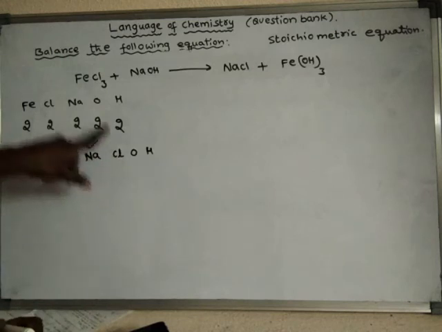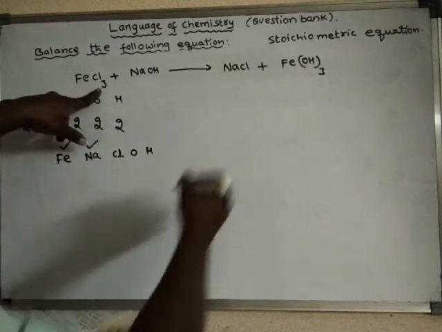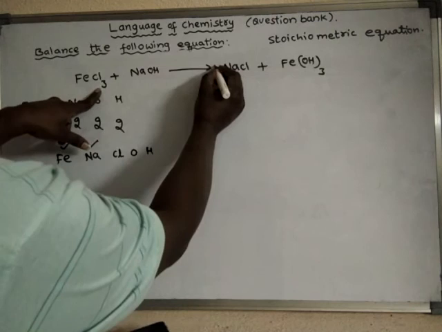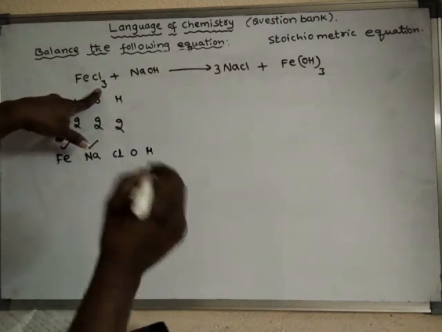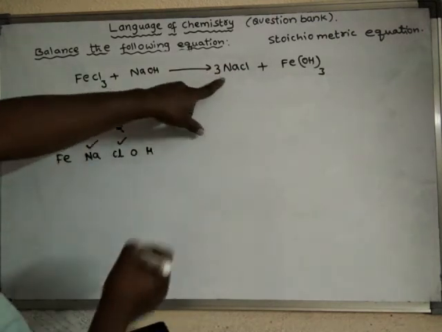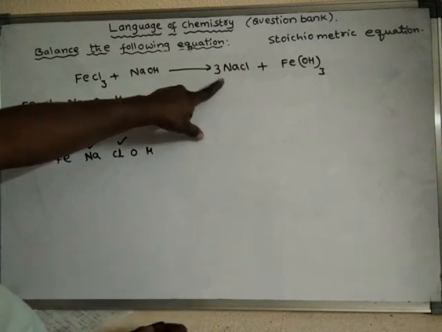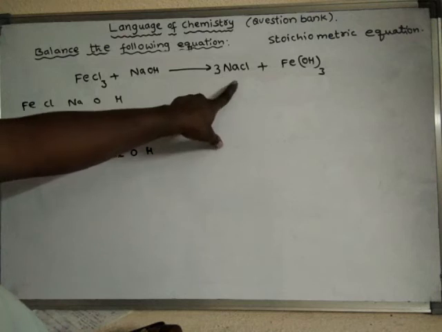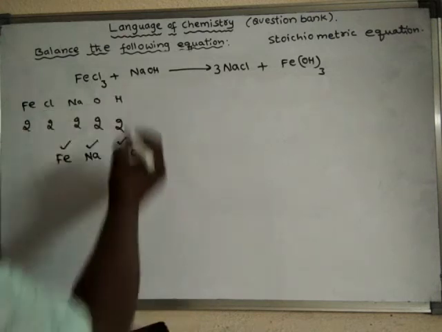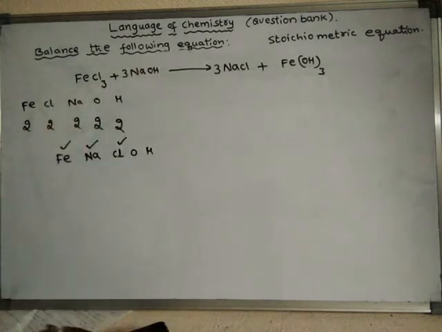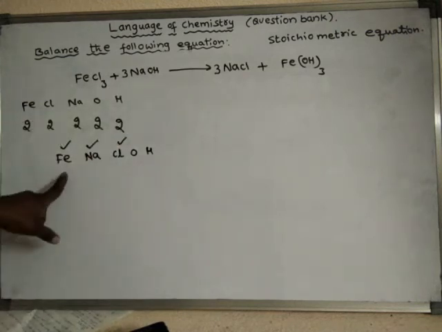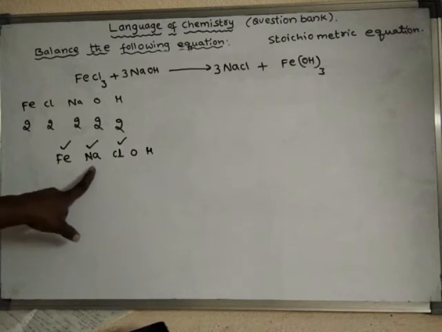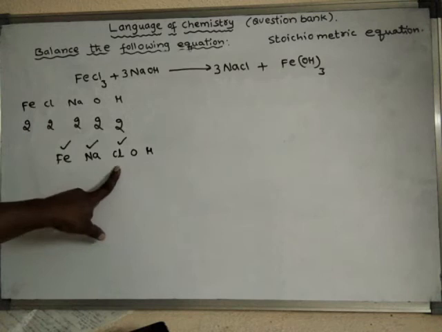Now chlorine. There are 3 chlorine atoms towards the reactants, but only one chlorine on the product side. So I will keep 3 here. So now chlorines are balanced. But sodium is not balanced, because after keeping 3 here, sodiums have become 3, but only one sodium on the other side. Now I will keep 3 here. To balance sodium, I have kept 3 here. Now iron atoms are balanced, sodium is balanced, chlorine is also balanced.